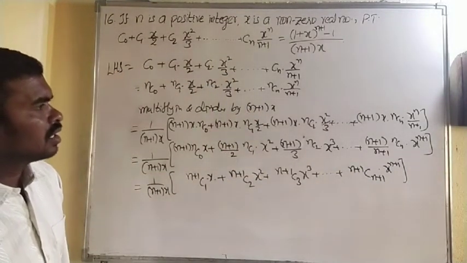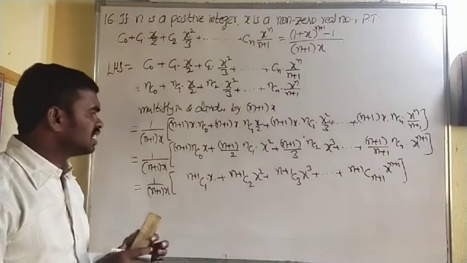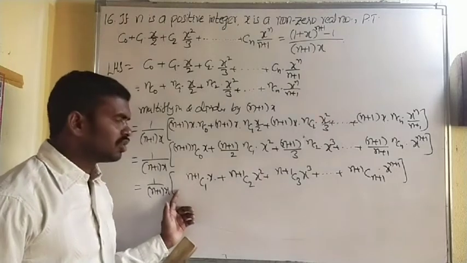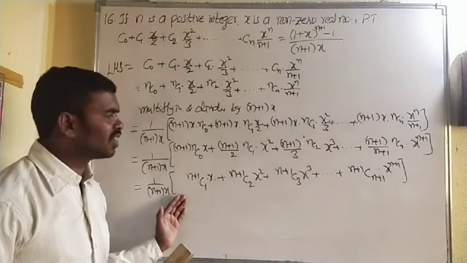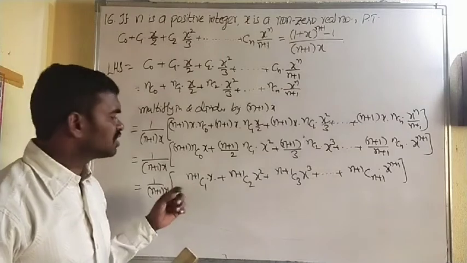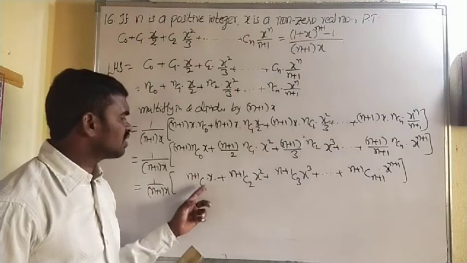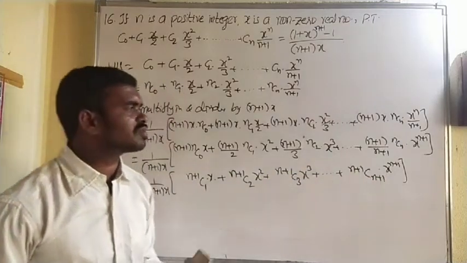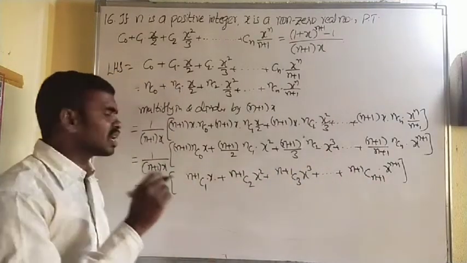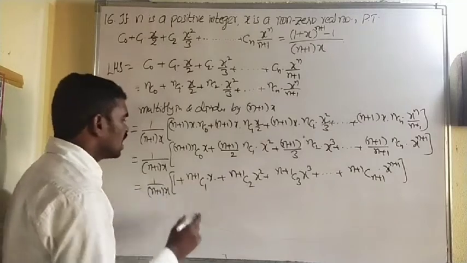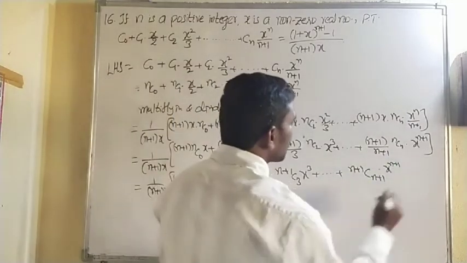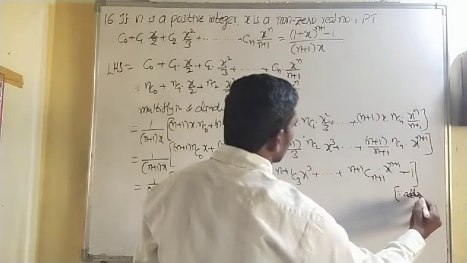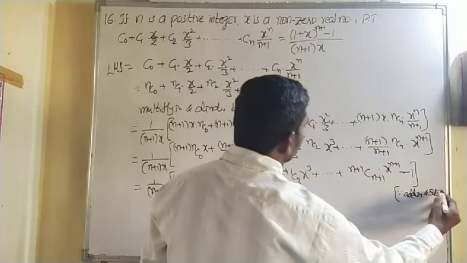Okay, got it. Next, what is required? See, this looks like the formation of (n plus 1)C0, but (n plus 1)C0 is unfortunately not available. We can create it. The other terms are there: (n plus 1)C1 x, (n plus 1)C2 x square, so on, (n plus 1)C(n plus 1) x power n plus 1. All terms are there, but in the starting term, 1 is not available. That's why I am adding 1 and subtracting 1.